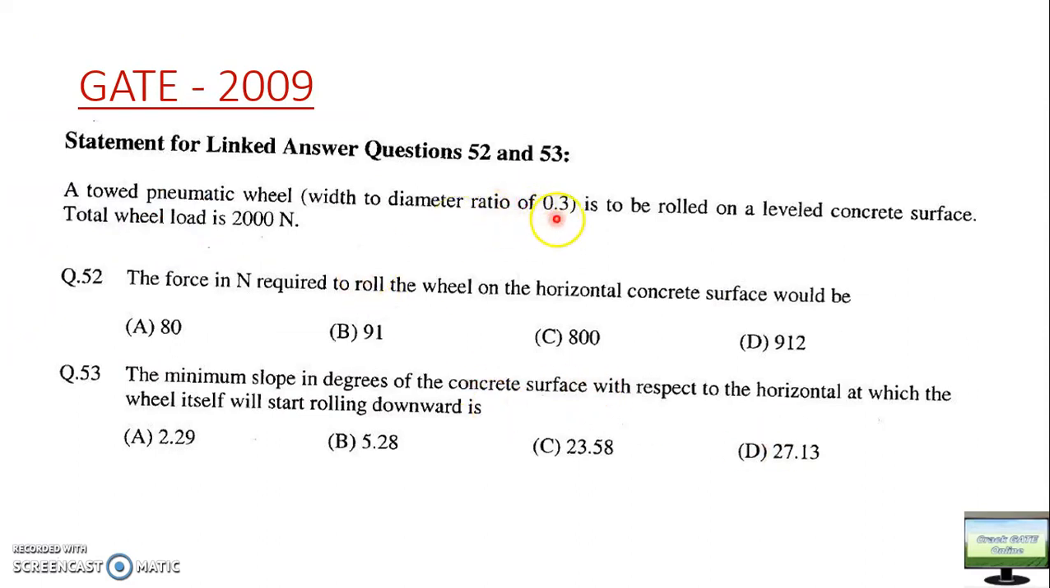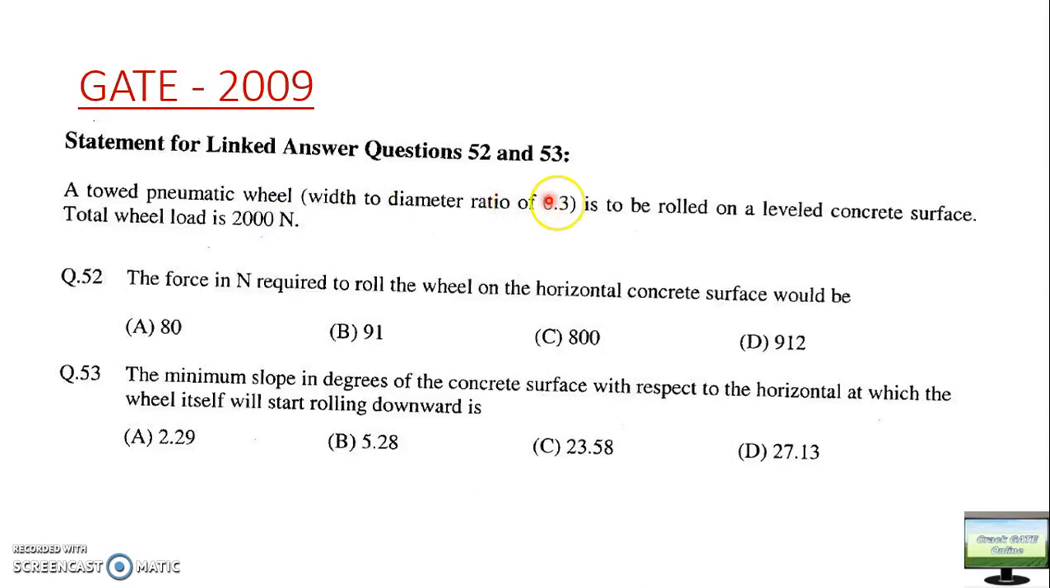The width to diameter ratio they have given is to be rolled on a level concrete surface. The total wheel load they have given is 2000 newton. Okay, please pause the video and try to solve this question. If you have understood whatever I have taught you in this video, the photographs, then you will be easily able to solve this question. Then come back and watch how I am solving this question.